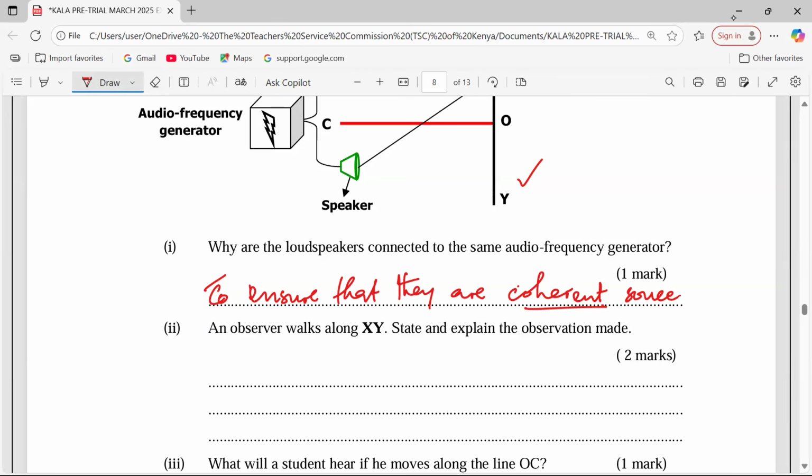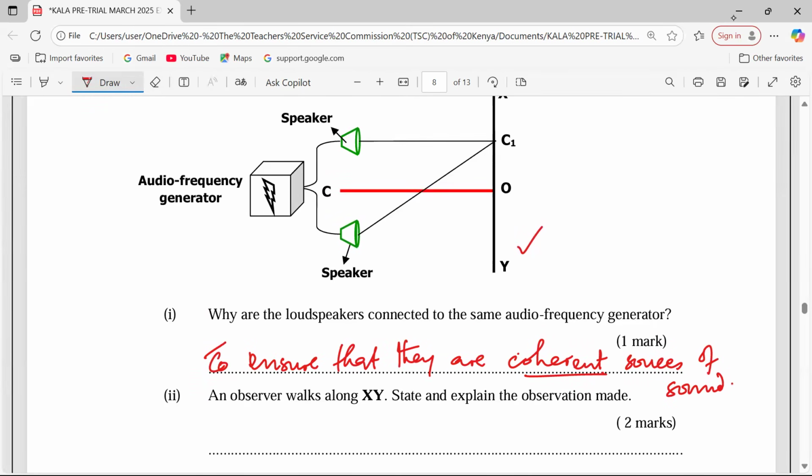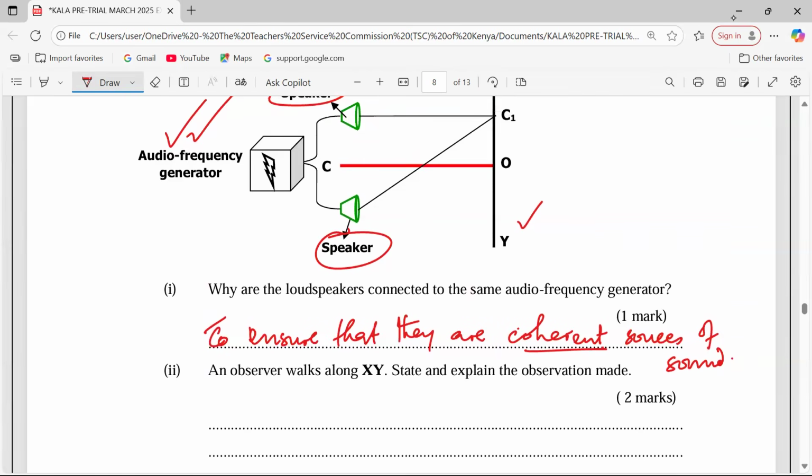Sources of sound to produce sound which is having the same frequency. This one is not having its own source. They must be connected to the same audio frequency generator so that the sounds produced from the two speakers are coherent, having the same frequency and also having a constant phase difference, so that interference may happen very well throughout the path.